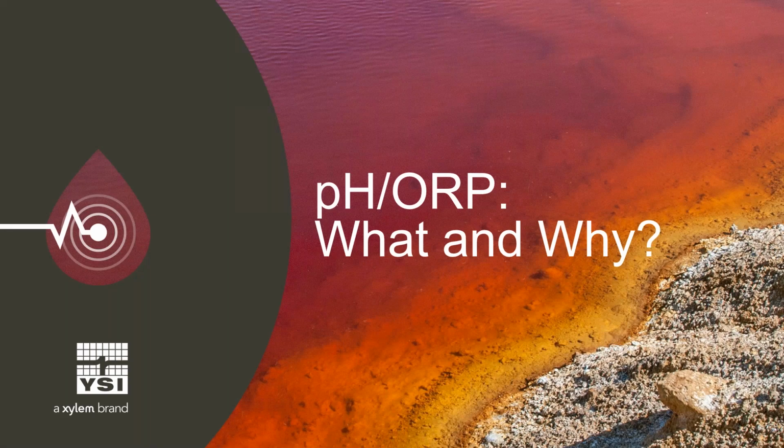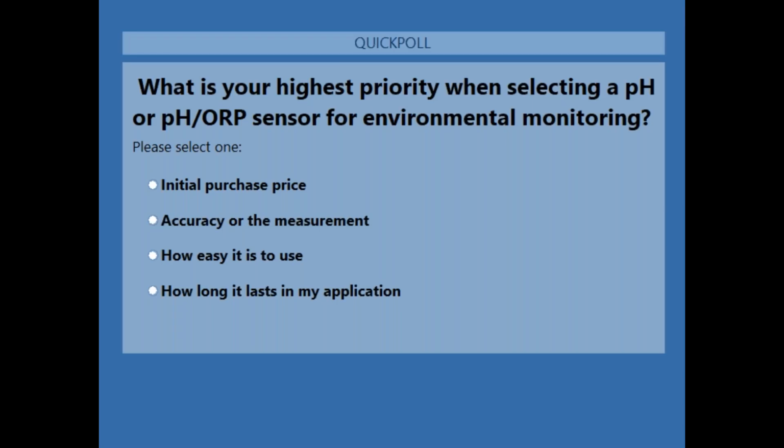All right, so before we bring Ben on, I'd like to launch our first poll question, which you should see on your screen now. Our first poll question is, what is your highest priority when selecting a pH or pH-ORP sensor for environmental monitoring? For those of you who are new to GoToWebinar, this is a separate window. Feel free to move your mouse over this window and select the answer that's most appropriate to you. Just click on that answer and these answers will be tallied. We'll show these momentarily.